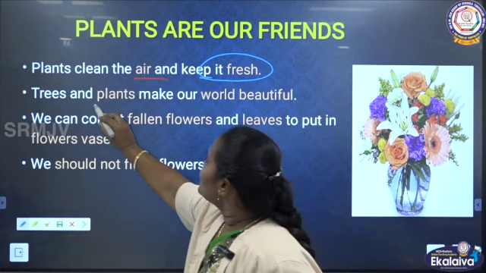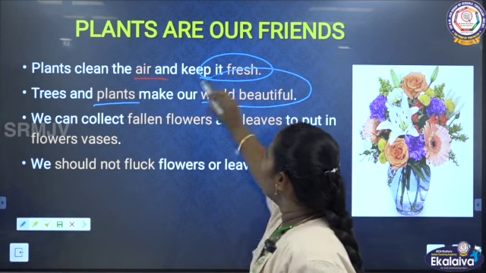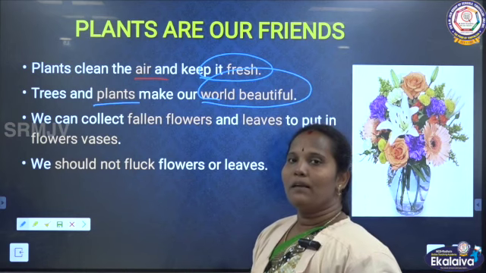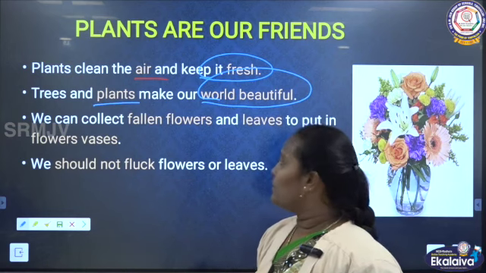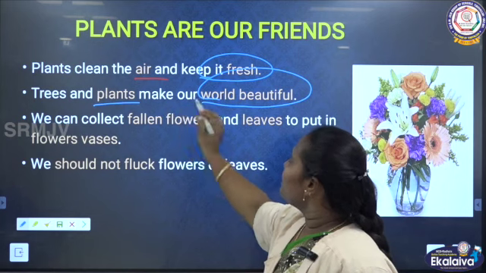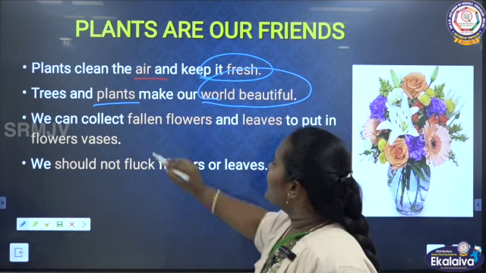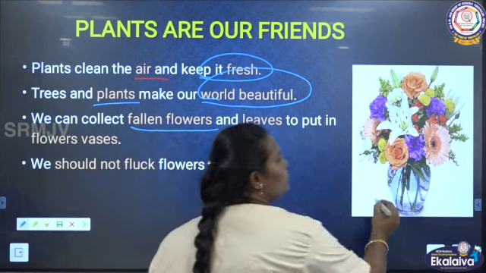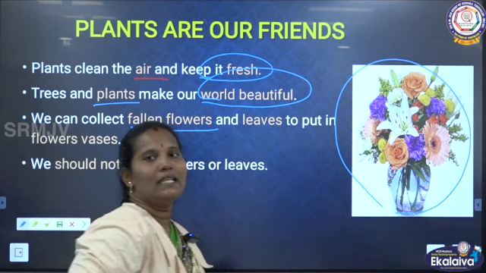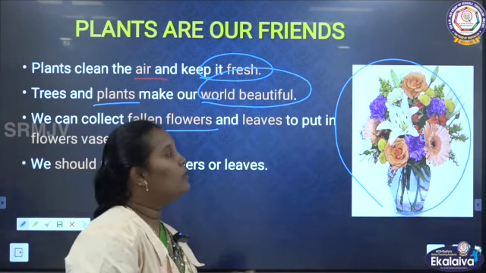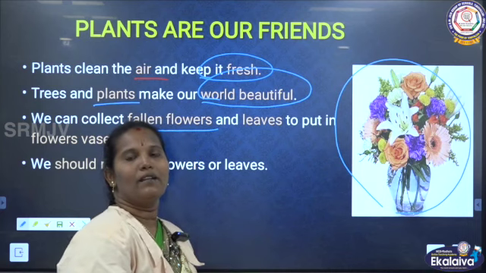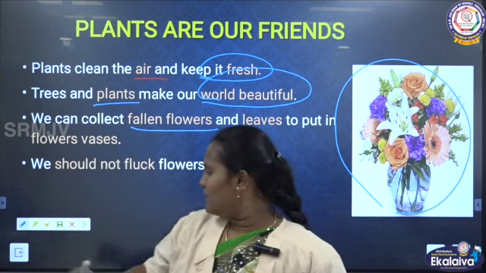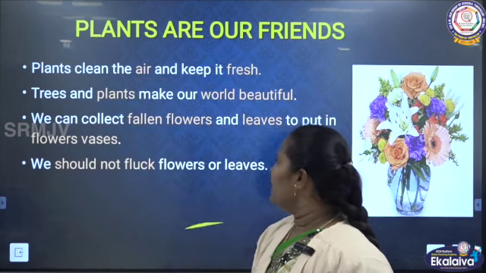And then trees and plants make our world beautiful. If you look at the green and colorful flowers, they make everything look colorful. So the world becomes colorful because of plants. And then we can collect fallen flowers. The fallen flowers and leaves are used to make flower wash. If you see the flowers, it looks very beautiful. So like this we can collect flowers from the fallen flowers and leaves from the tree. So these are the things we get help from plants.